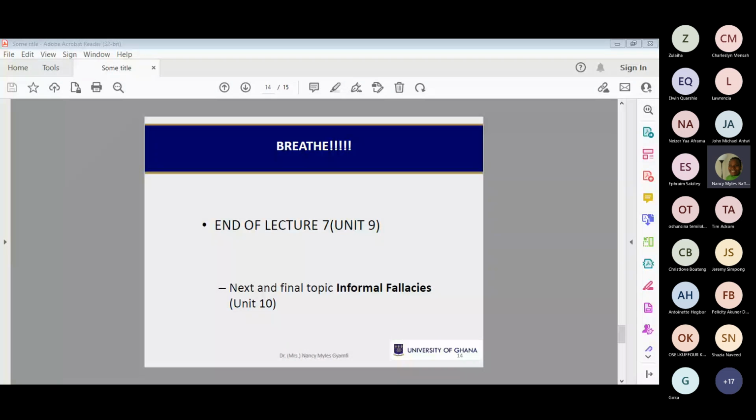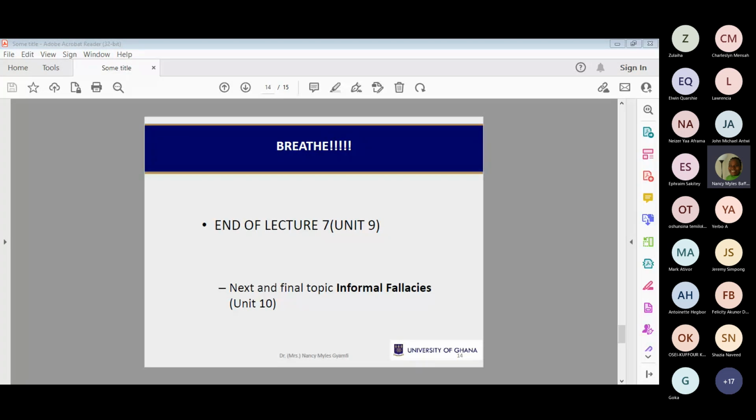For confusing correlation for causal connection, there isn't a cause and effect connection at all. It is a mere happening at the same time kind of scenario. And the person wants to presume, therefore, that they are causally connected. I don't know if that helps, Felicity. Thank you. Most welcome. All right, so we are done for today.